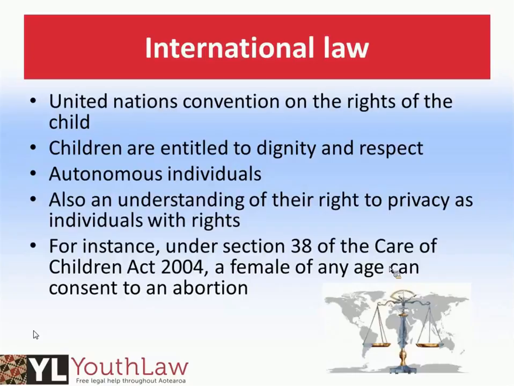So under the UNCROC articles, it's set out that children are entitled to dignity and respect. They are seen as autonomous individuals. So the convention really comes from a rights-based perspective. Children are autonomous individuals that have rights in and of themselves. They are not seen just as an attachment of their parents or parents' property, but they are entitled to their own fundamental human rights in and of themselves. Within the convention, there is an understanding of children's rights to privacy as individuals with rights.